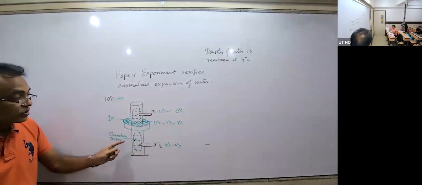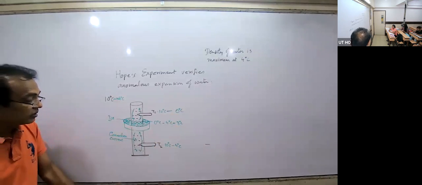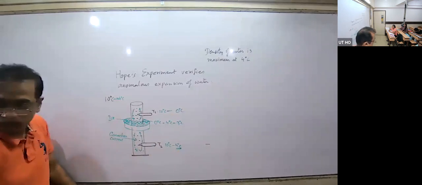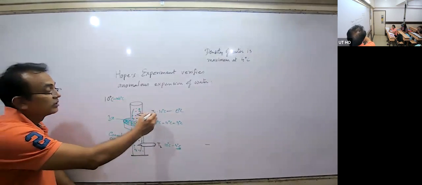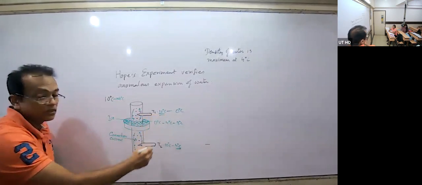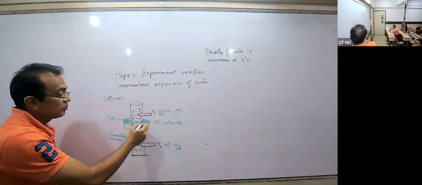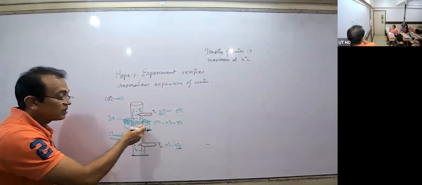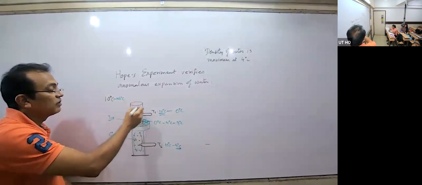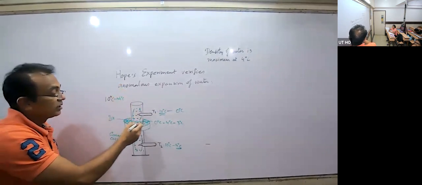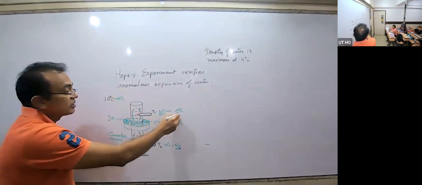So it happens in 2 steps. First, the whole water in the bottom portion will reach 4 degrees Celsius, and this thermometer will continue to show 10 degrees Celsius only, right? But the moment this temperature reduces to less than 4 degrees Celsius, then convection current sets in the upper portion. Now everything becomes 0 degrees Celsius.